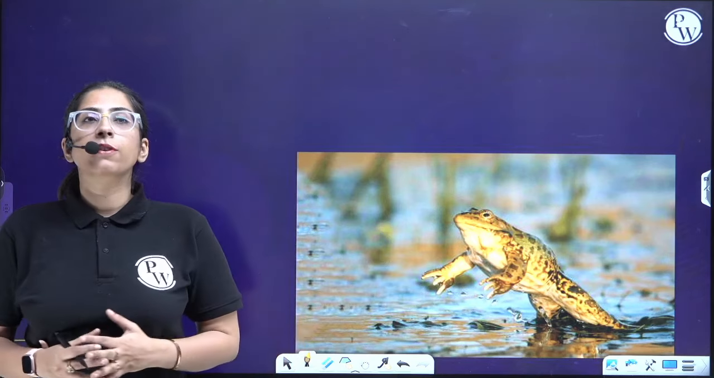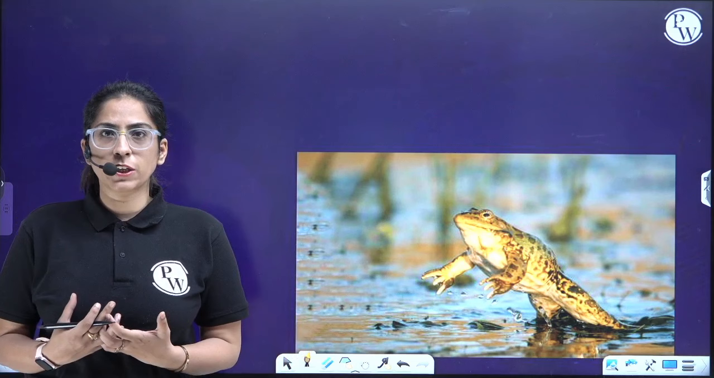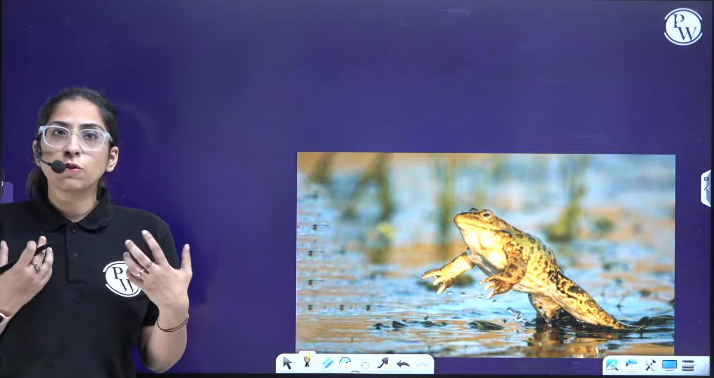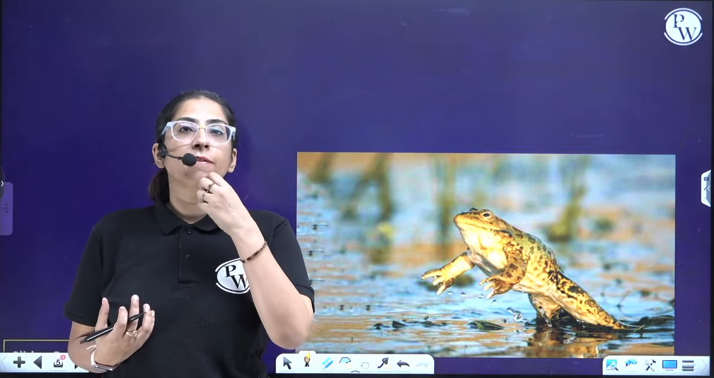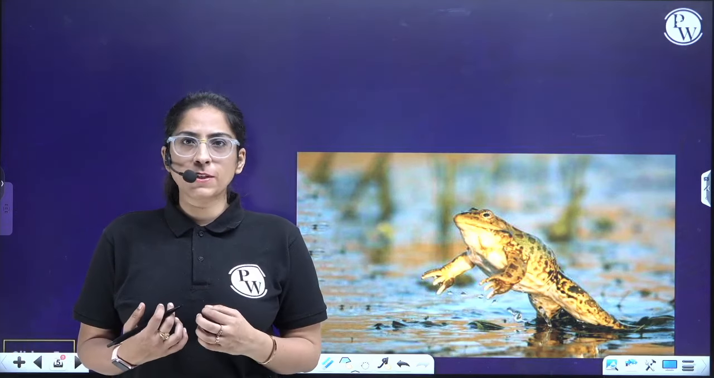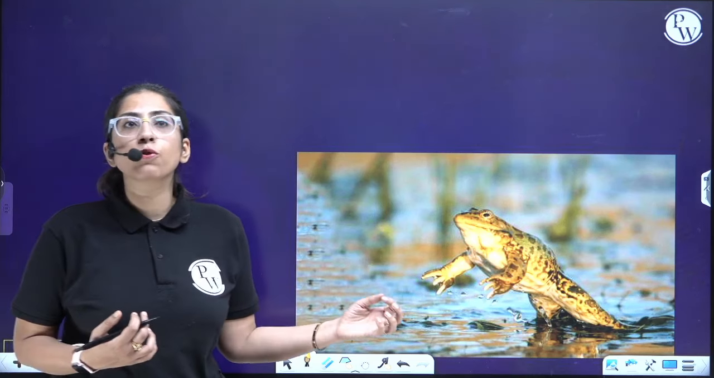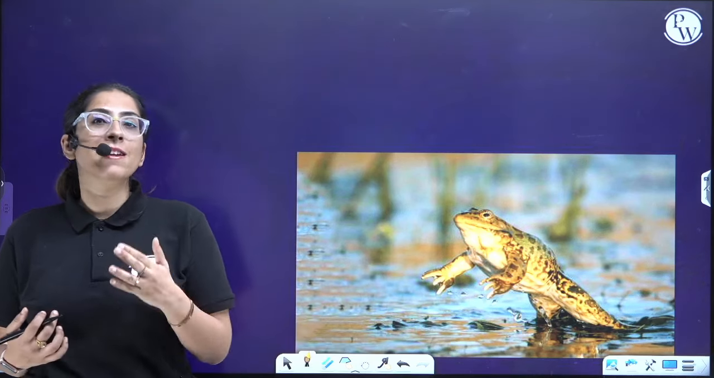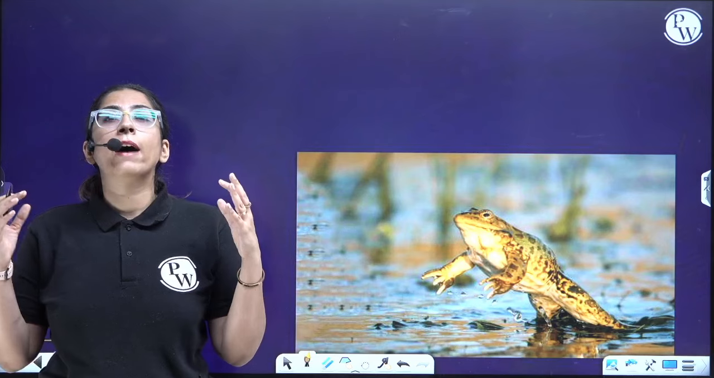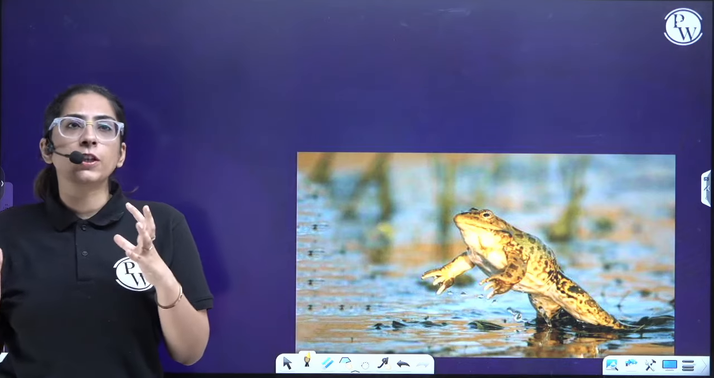These organisms are carnivorous in nature. Clear? They feed on insects. They have a long bifurcated tongue. They have a well-developed sensory system. Lungs are also present in them. They have a well-developed kidney, a ureter, and a urinary bladder. Now we will be looking at each and every feature one by one.